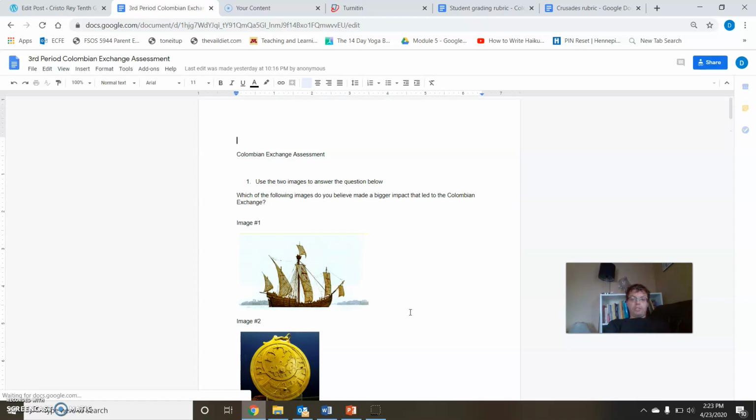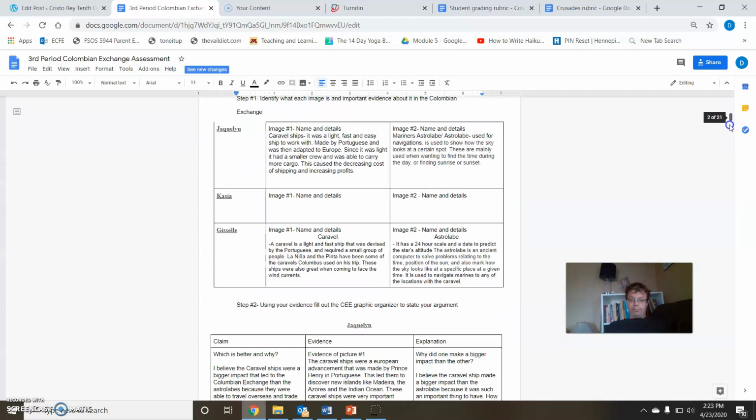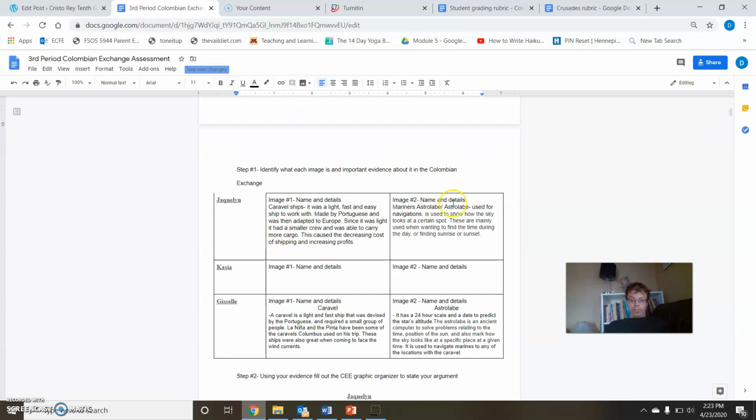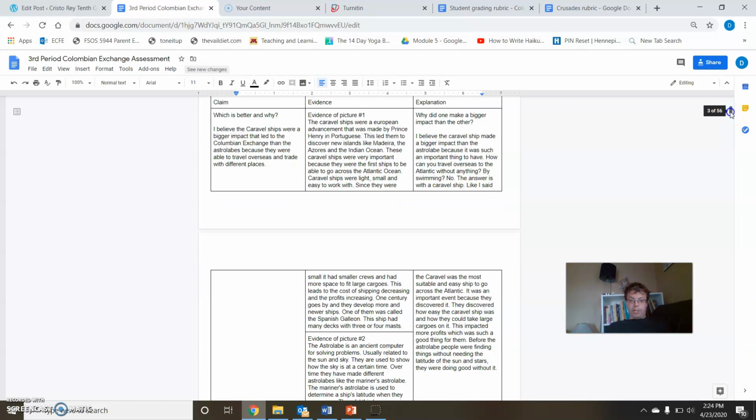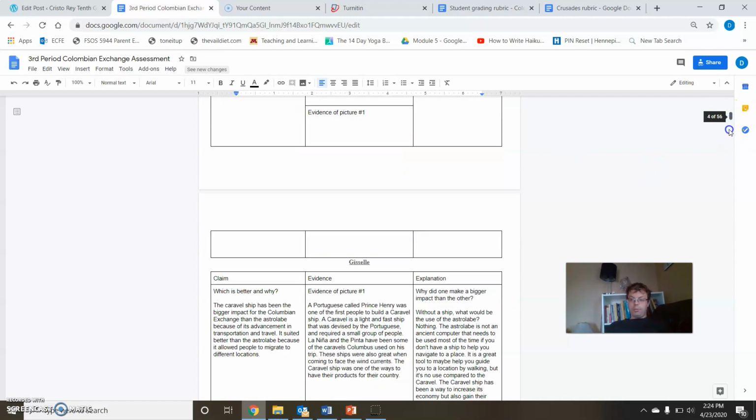Question number one is, which of the following images do you believe made a bigger impact that led to the Columbian Exchange? You'd find your name, fill out the first part where you identify what each image is, and fill in your notes. Then you go down to where your name is and fill in your claim, evidence, explanation. For the claim, you put which one you think is more important. Put your evidence for image one, evidence for image two, and then you explain, typing out why you think one made a bigger impact in the Columbian Exchange. And that's question one.